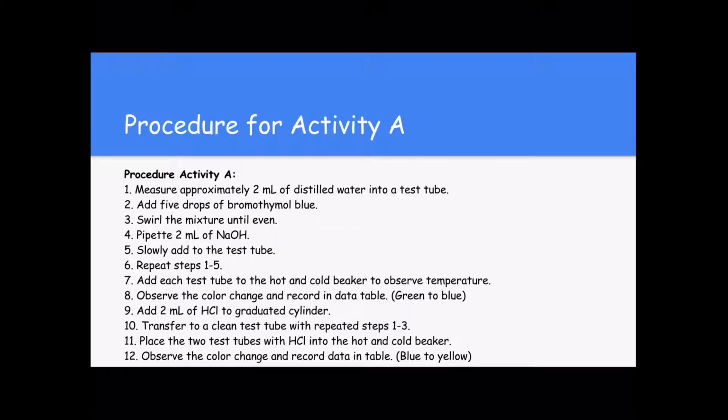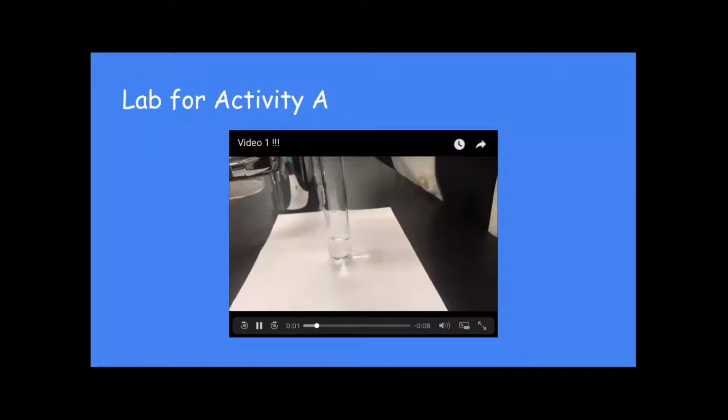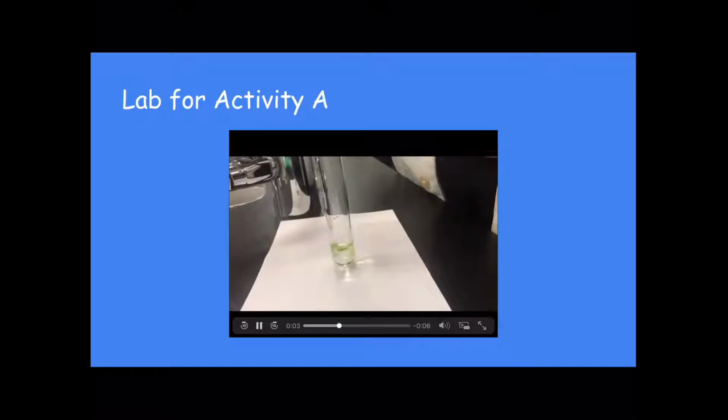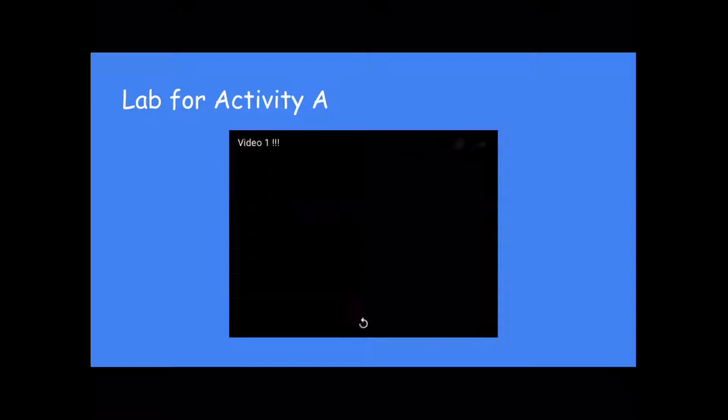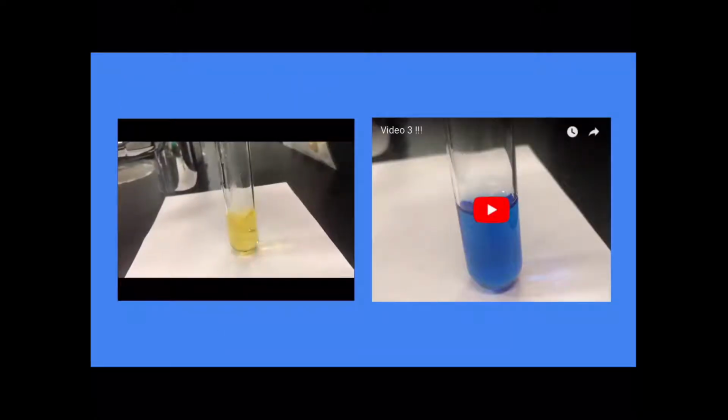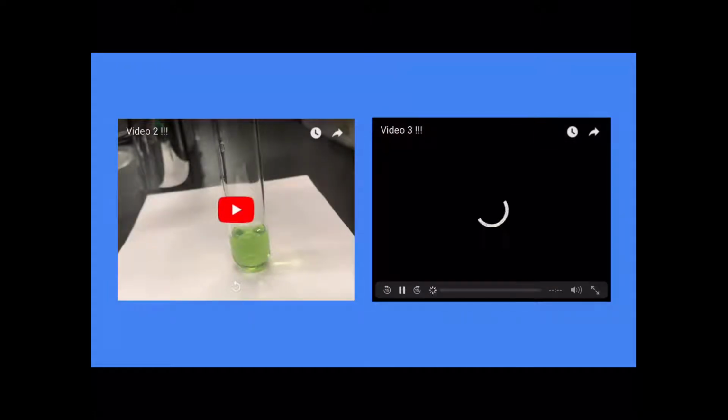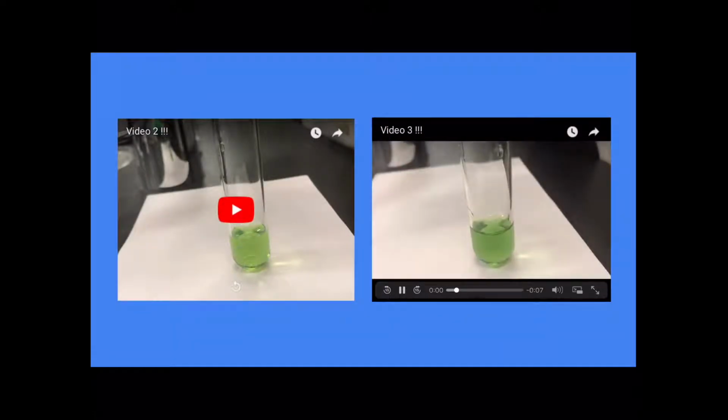Lab for activity A. In this video, 2 milliliters of distilled water is placed into a test tube and 5 drops of bromothymol blue is added. For this video on the left, HCl is added, and for the video on the right, NaOH is added.